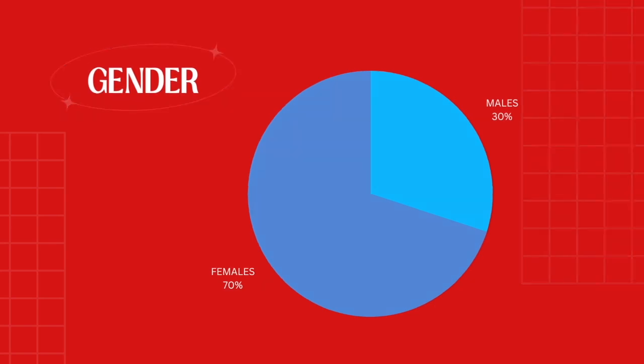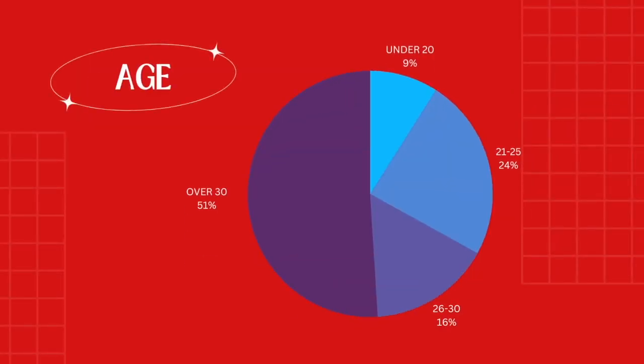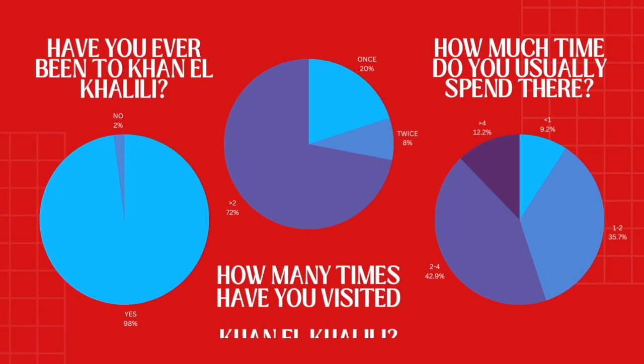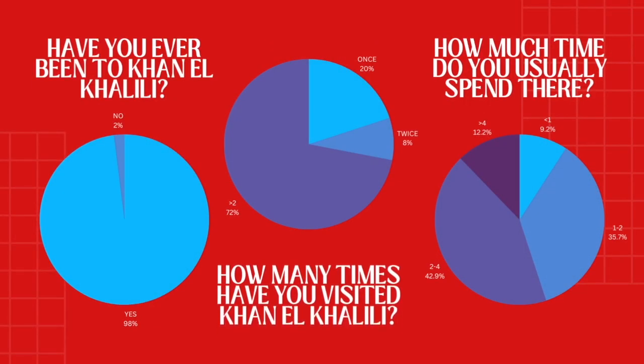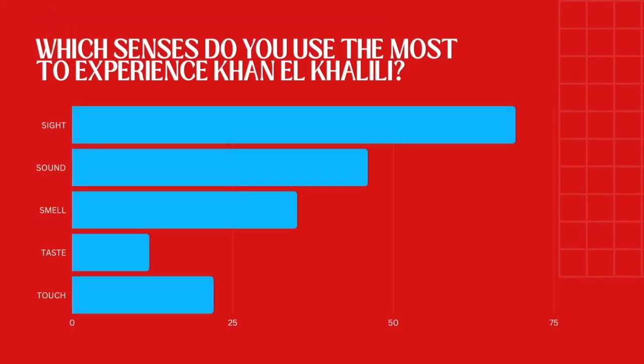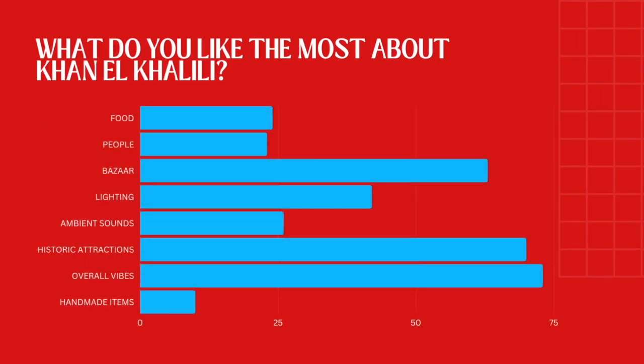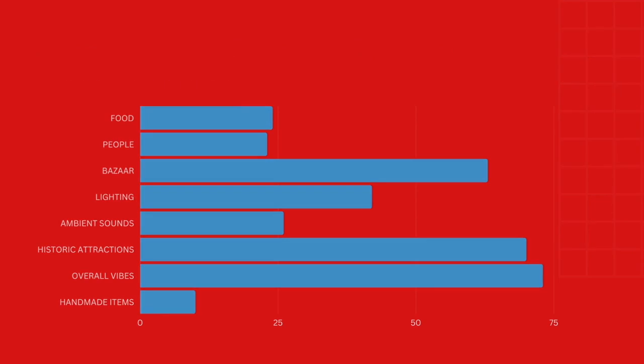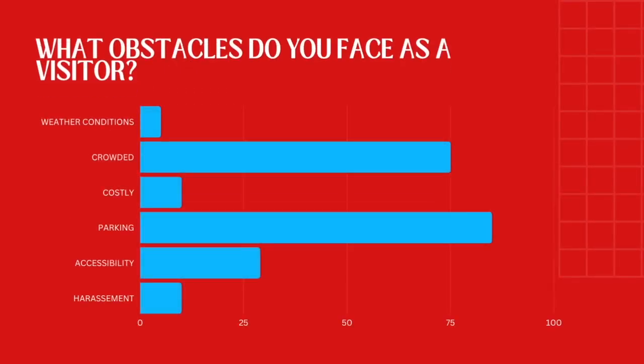70% were females while 30 were males. 51% were over 30 while the other 49 were under. 98% have been to Khan El Khalili, with over 72% of them going twice, with the majority of them spending 1 to 4 hours in the place. When we asked them about the senses they used the most in the place, sight was the more dominant. Most of the people like the bazaar, the historic attractions, and the overall vibes. As for the obstacles they faced as visitors, the places are crowded, parking, accessibility, and some even faced some harassment.